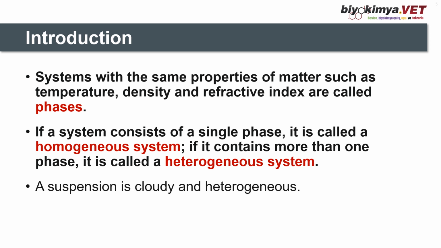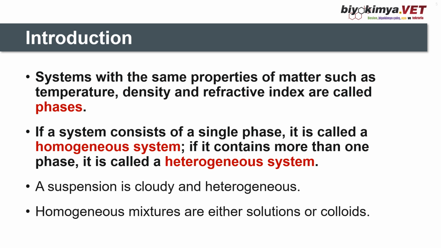A suspension is cloudy and heterogeneous. Homogeneous mixtures are either solutions or colloids, but here we have a question mark. Yes, a solution, also called a true solution, is a homogeneous mixture containing small particles, and liquid solutions are transparent. A colloid is homogeneous, but here we have a question mark, because a colloid contains larger particles and often has an opaque appearance.